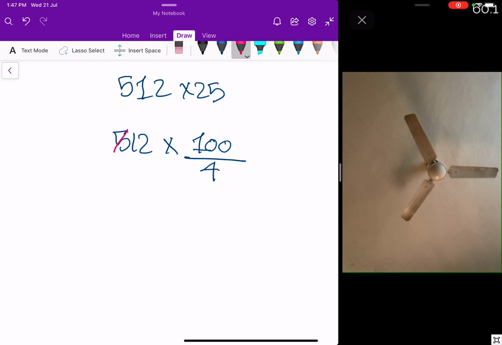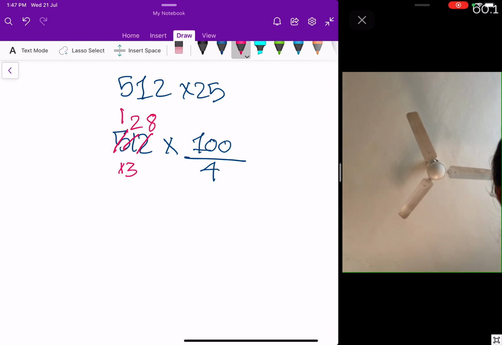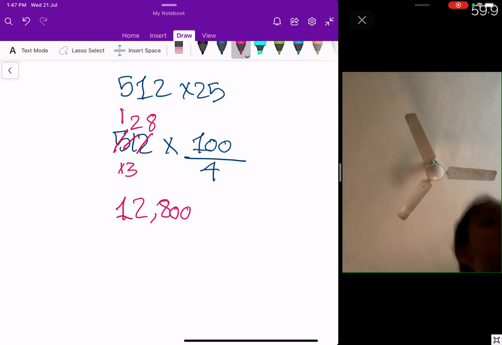4 ones are 4. Write 1 here. 1 is remainder. 11. 4 twos are 8. Then remainder is 3. 32. 4 eights are 32. Now we can multiply 128 into 100. 128 into 100 is 12,800. The answer is this.